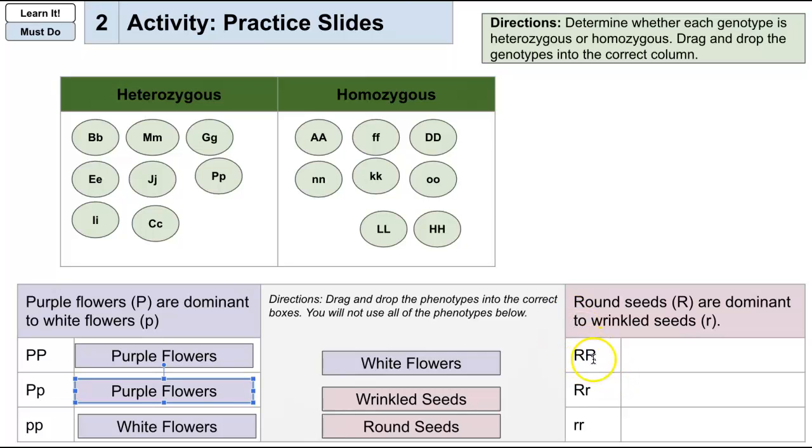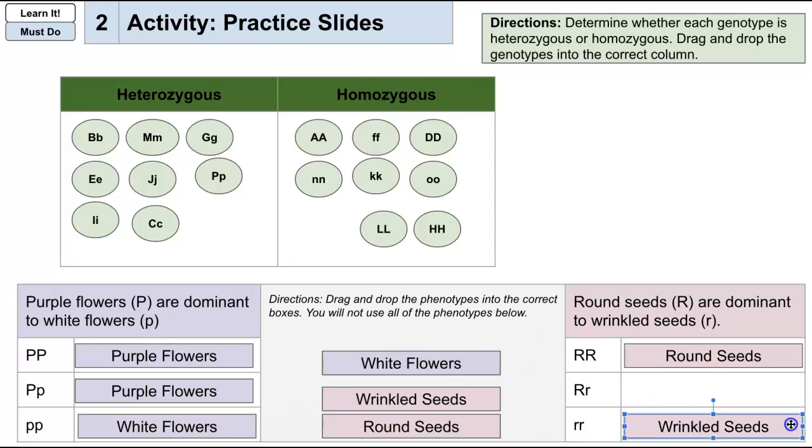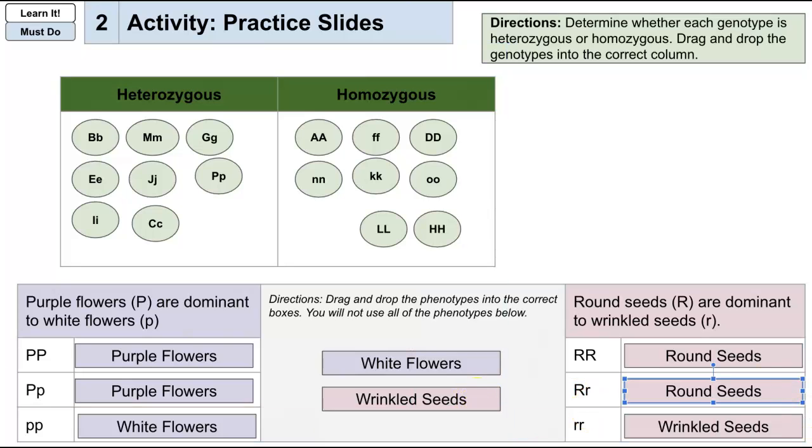Again, the easy one is going to be the big R, which is round, which is dominant, and little r, which is recessive, wrinkled. So again, when we have a heterozygous, a different, with one dominant allele, it will always show the dominant color. So here we have our answer.